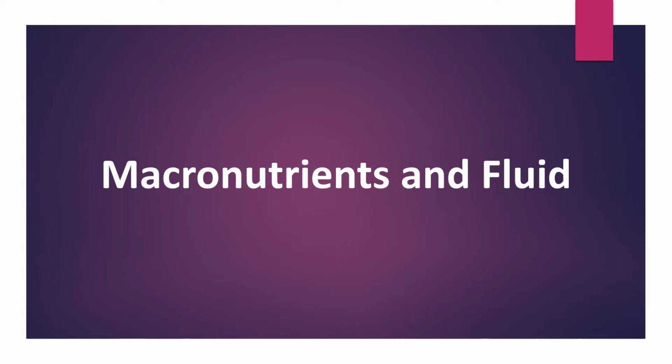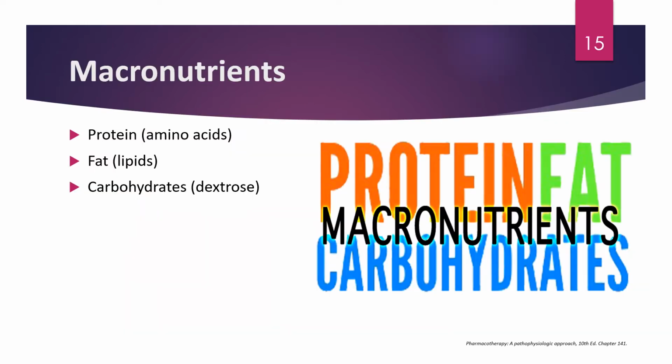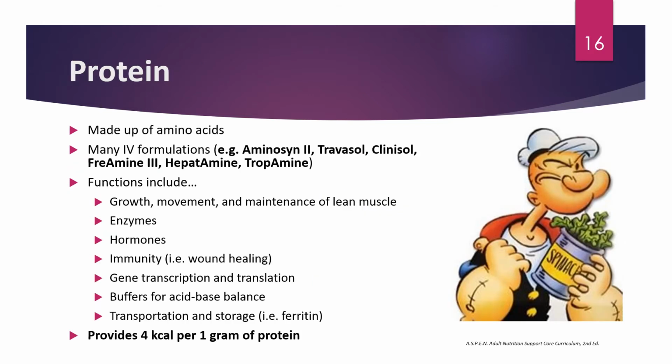So now we've already talked about assessing a patient's nutritional requirements. Now what we're going to do is talk about the macronutrients as a whole, and we're going to talk about fluids as well and fluid requirements. So as you know, your macronutrients basically compose of 3 different types: protein, fat, and carbohydrates, also known as amino acids, lipids, and dextrose, respectively. The first one we'll talk about is protein.